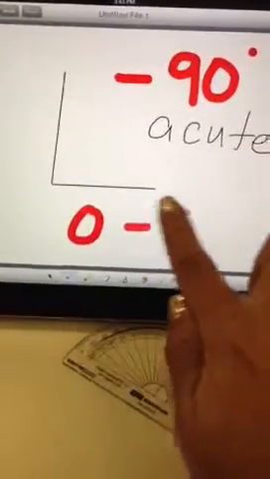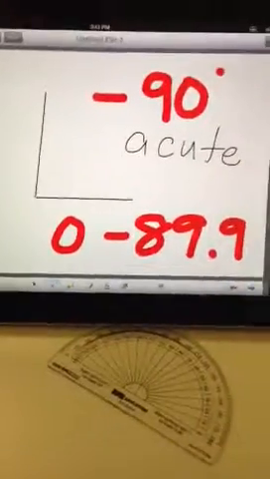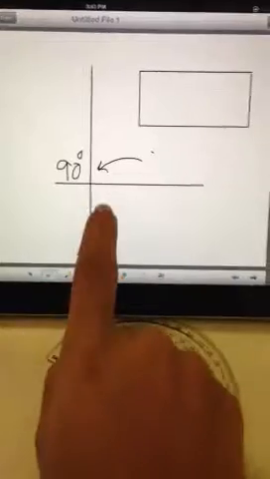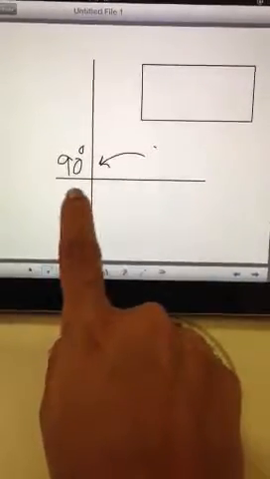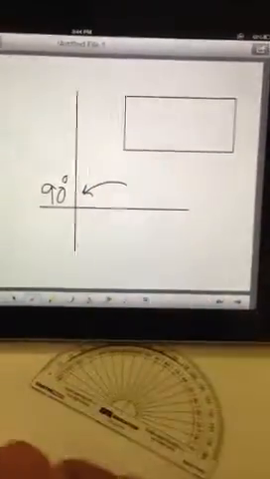Anything from 0 to 89.999999999, those are all acute angles. But if it's a perfect 90-degree angle, if it's perfect, we call it a right angle. It's perfect right angles. And all squares and rectangles have perfect right angles.